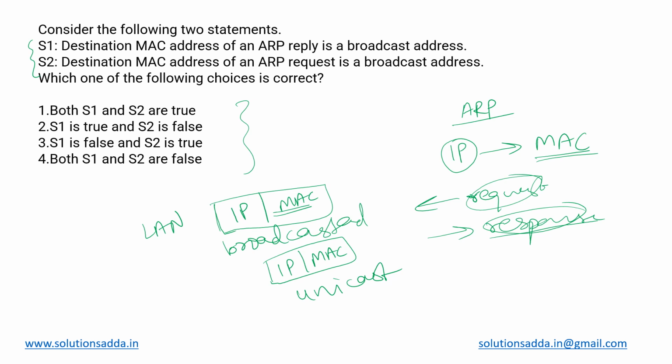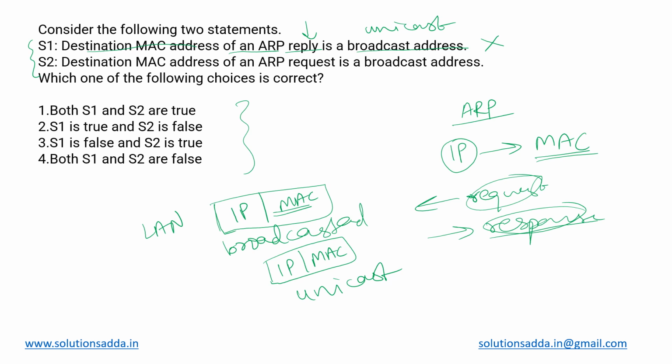So that's what these statements are saying. S1: The destination MAC address of an ARP reply is a broadcast address. No, that's incorrect. As we saw, for an ARP reply, a unicast address is used. For broadcasting, we use the broadcast address of all ones, but if it is unicast, then we use the appropriate address of that corresponding device itself.